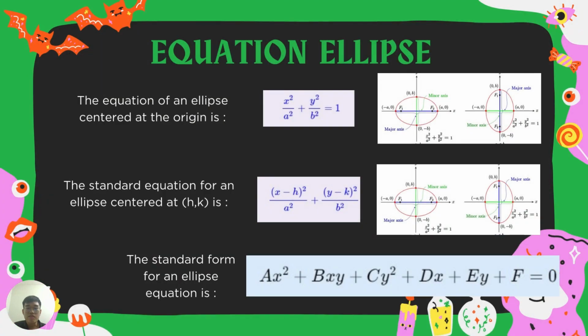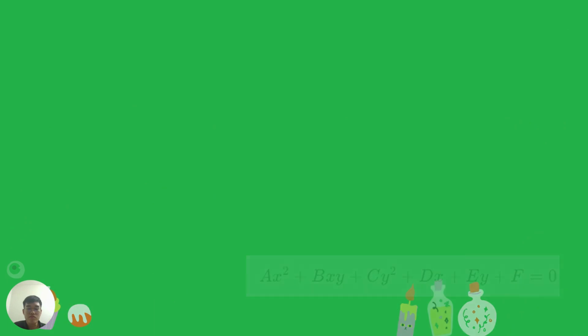So let's focus on the equation of the ellipse that we use in our calculation. The equation of an ellipse centered at the origin is x squared over a squared plus y squared over b squared equal to 1. The standard equation for an ellipse centered at (h, k) is (x minus h) squared over a squared plus (y minus k) squared over b squared equals 1. The general form for an ellipse equation is ax squared plus bxy plus cy squared plus dx plus ey plus f equal to 0.